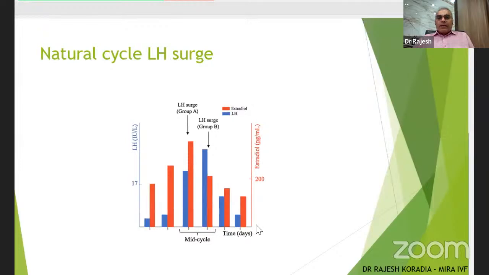So this figure explains it. Here the red line is estradiol and the blue line is LH. On this day the LH level is highest. Here the LH level is lesser than this. Here the estradiol level is highest, and estradiol falls by more than 30% on this day. So even though the LH level is lower than on the previous day, this day is considered as the LH surge.